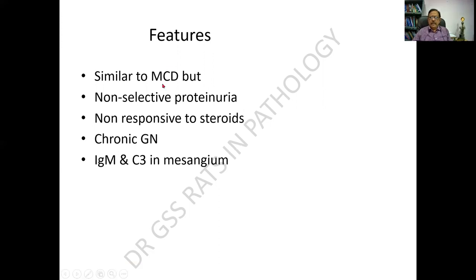The features are similar to minimal change disease, but the proteinuria is more severe. It is non-selective. It does not respond to the steroids. Whereas in minimal change disease, it responds well to steroids. It has a good prognosis. Here, it goes on to chronic glomerulonephritis, and both IgM and C3 can be found in the mesangium.